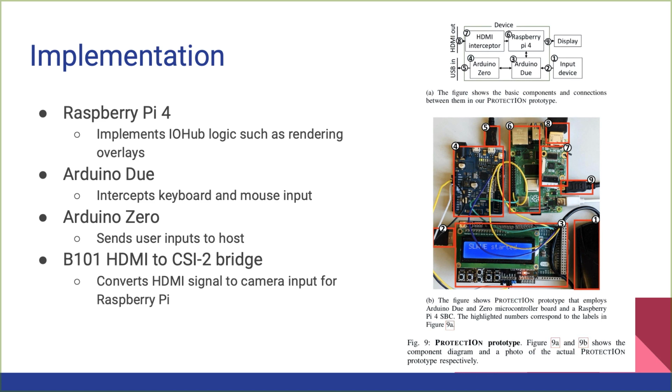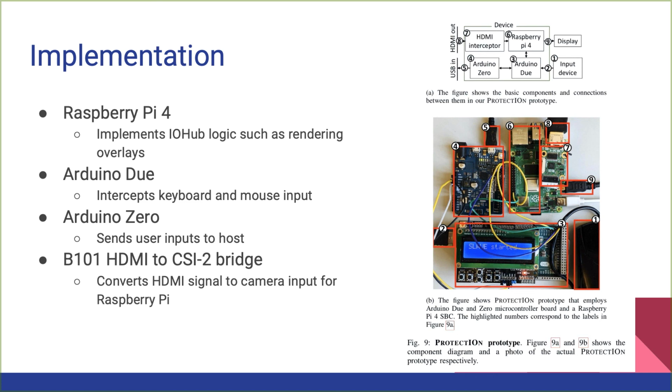And then we have an Arduino Due. Yeah, this is the Arduino Due. That one takes in the keyboard and mouse input. That way, the attacker cannot see your real keyboard and mouse input. Another device we use is the Arduino Zero, which is this one, which relays the user input to the host. So if the keyboard and mouse are outside the form, then that's what you send to the host computer. But if they're inside the form, then this one freezes the keyboard and mouse so the attacker doesn't see.